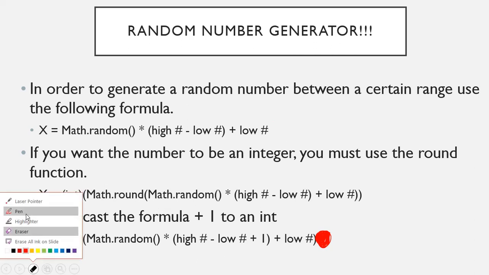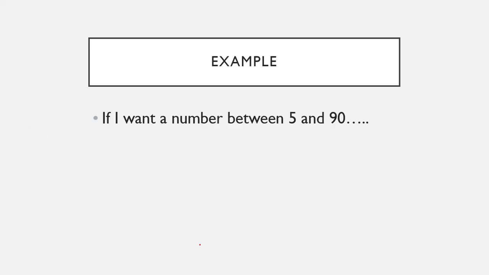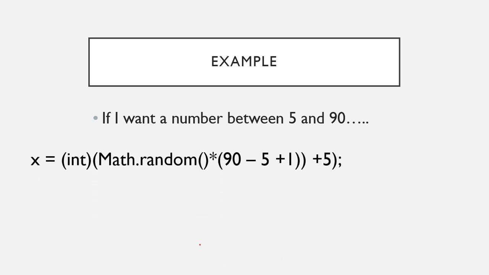This is very common. A lot of times we want to be able to make a random number, and it's kind of interesting how this works, and I'll explain on the next slide as we make it. So let's say I wanted to make a number between 5 and 90. My formula would look like this: int math.random times 90 minus 5 plus 1 plus 5. Notice, high number minus low plus 1 plus low.